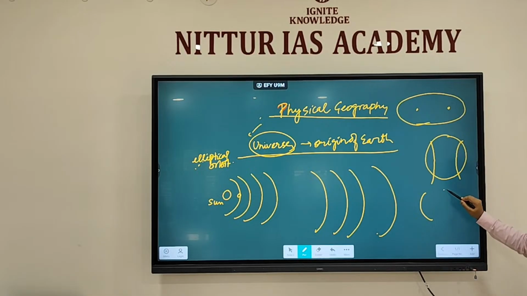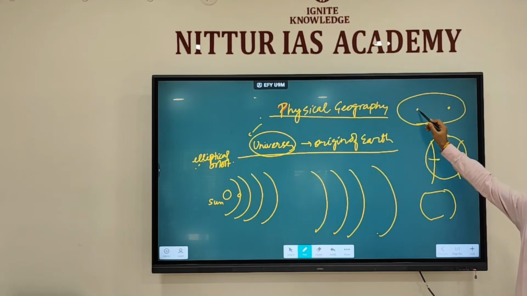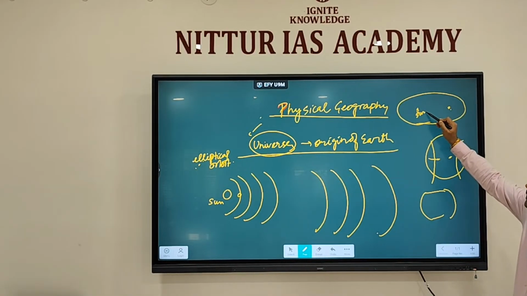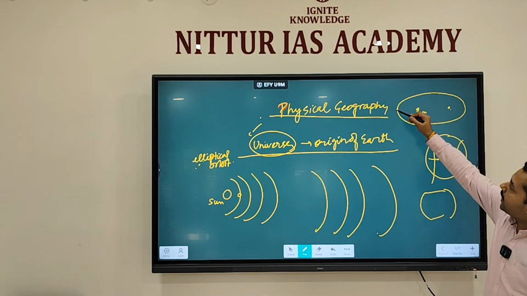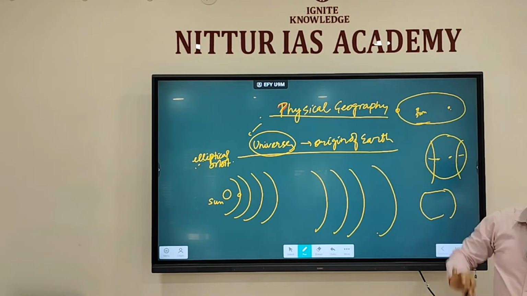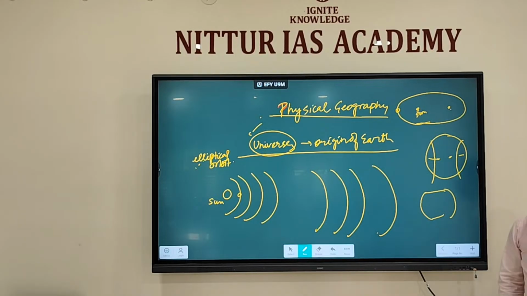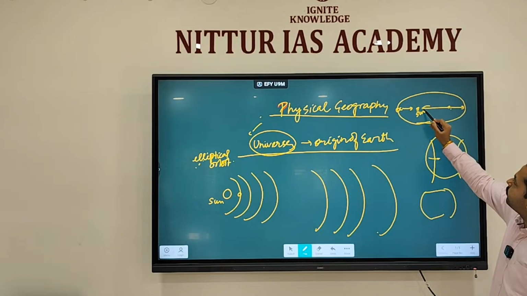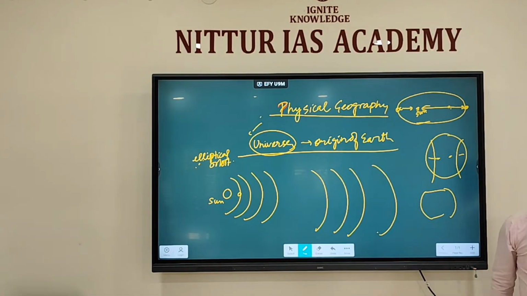If I cut this particular part, I am getting this. If I am joining this, this particular part has a center, this particular part has a center. So as a result, an ellipse has two foci. Clear? So the sun is at one of the foci, and the planets are revolving around the sun in an elliptical orbit. Clear? So a planet comes closer to the sun and moves away from the sun. They come closer to the sun when they are revolving.